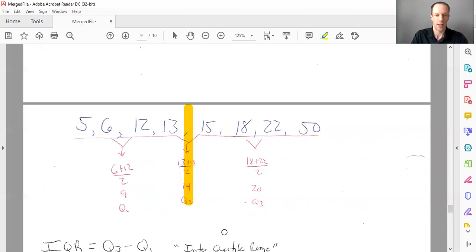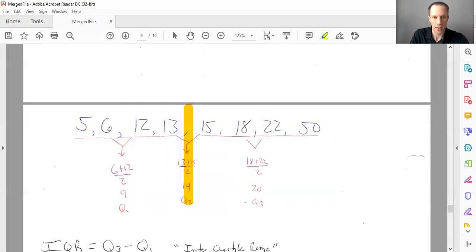So if I were cutting the cake, so to speak, I would have to cut in between the 13 and the 15. Now, if I take all the numbers to the left of that, there's 4 of them. To get the median of those, I would have to average the 6 and the 12. 6 plus 12 divided by 2 is 9. So my Q1 value ends up being 9. And if I take the 4 numbers to the right of Q2 and average the 18 and 22, in order to get the median there, that would be 20. So my Q3 value ends up being 20.